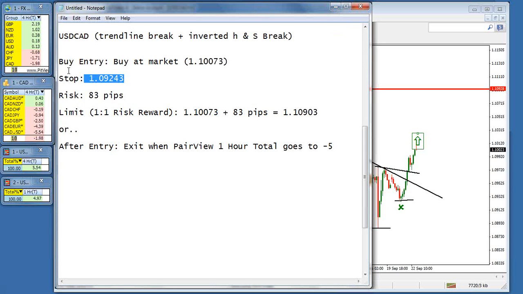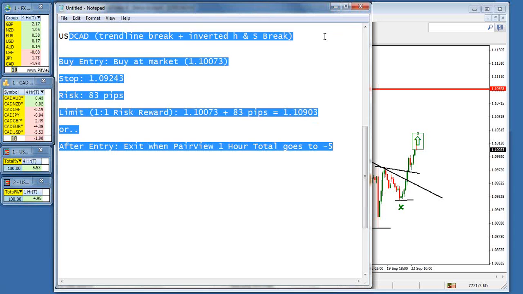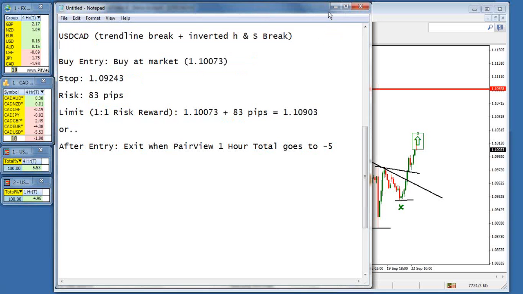All right, so dollar Canadian is another one that I like today. Now we can go to some others. Dollar Canadian was based on the fact that the Canadian is the dog of the market right now. It's the wimpy kid in the schoolyard, and it's the weakest when you look at it versus the dollar.